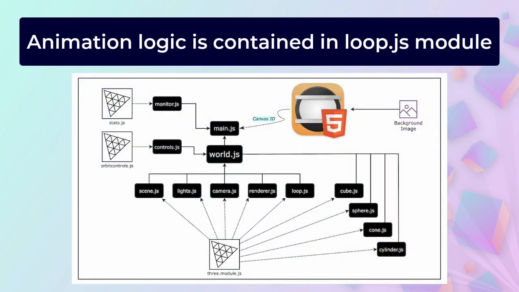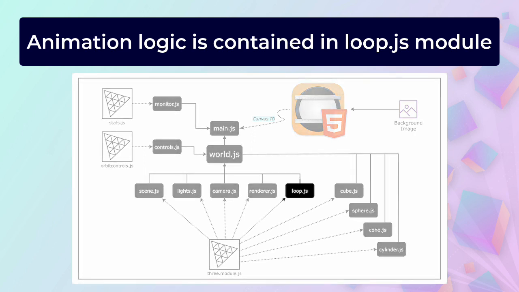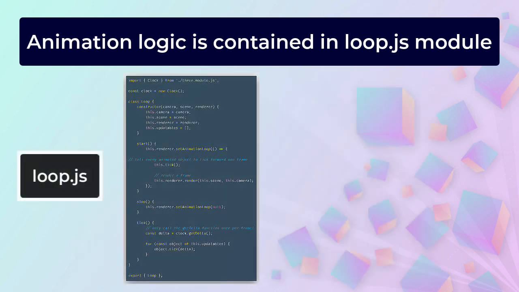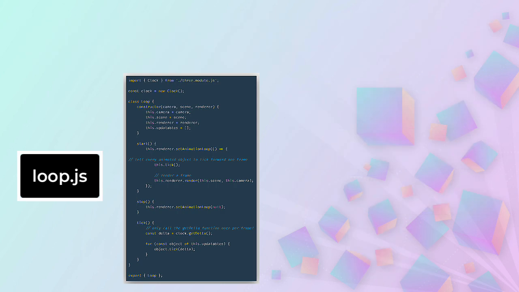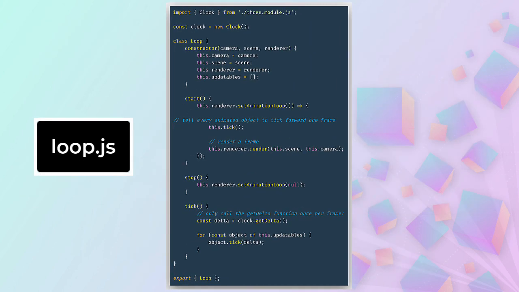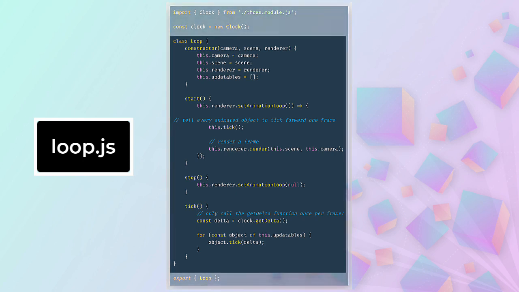The logic to support our animation loop is contained in a separate module called Loop.js. You can see the code for this module here. We import this module into the main world.js module just as we've done before, using code like this. While the code in Loop.js seems a little intimidating, let's examine it part by part and try to understand what it's doing. In fact, this module contains just one main class simply called Loop.